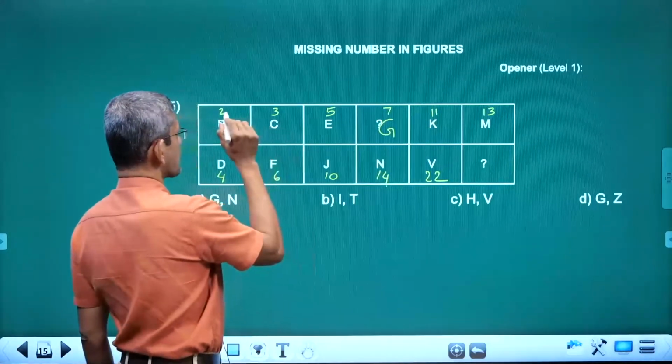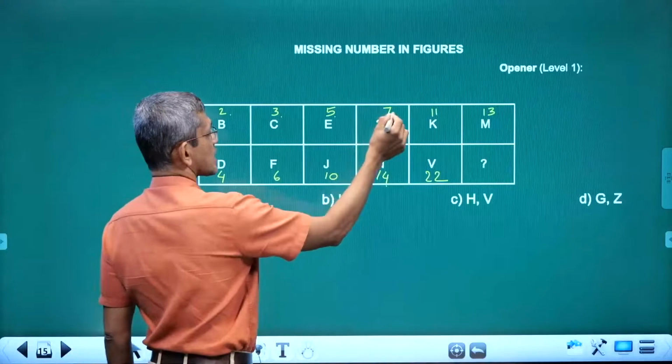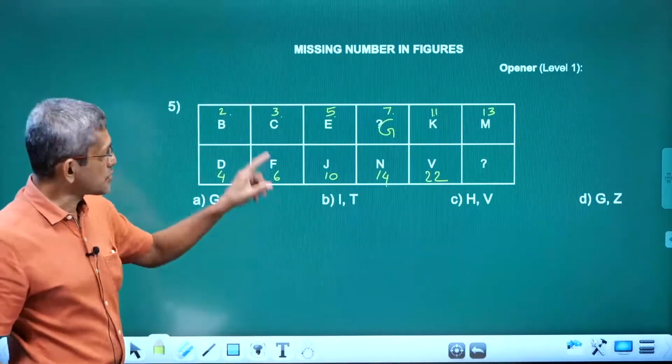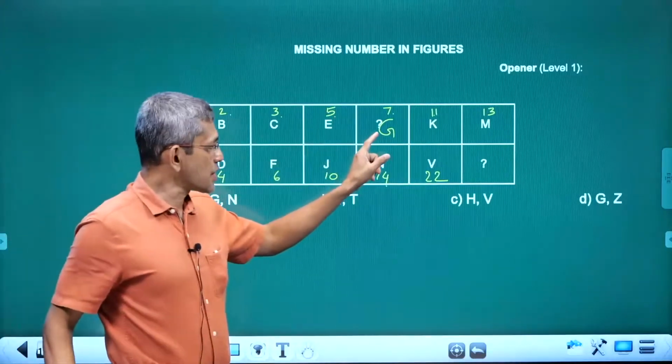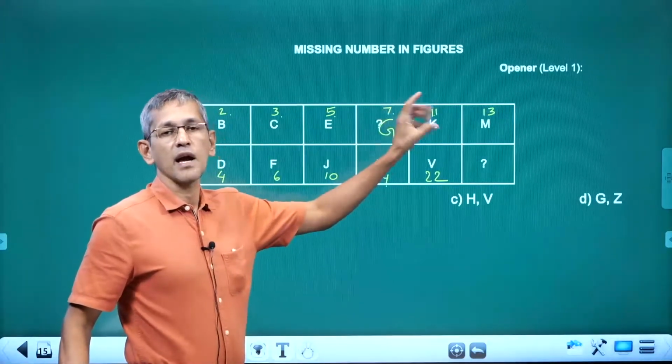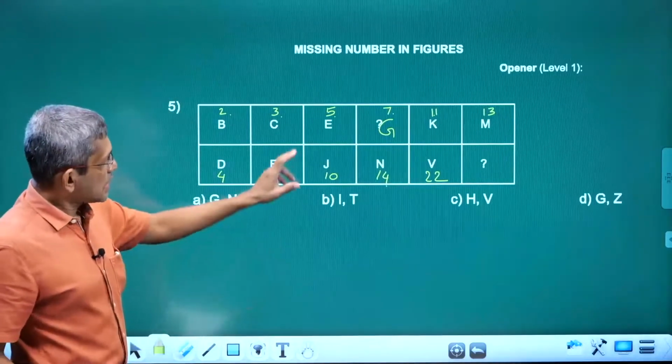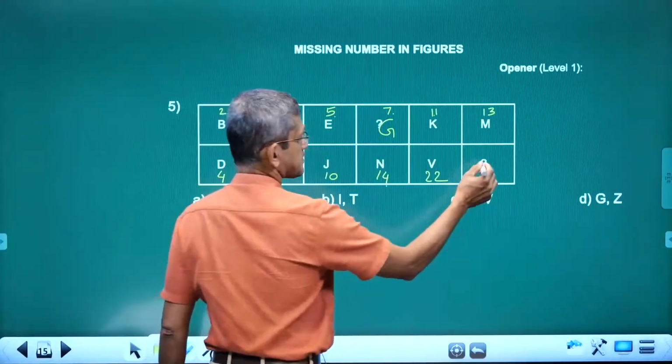So now look at what it is. 2, 3, 5, 7, 11, 13. These are the prime numbers. So these are the letters which represent the prime number values at their position. Position values are prime numbers. And if that is the case, what would be the answer here?